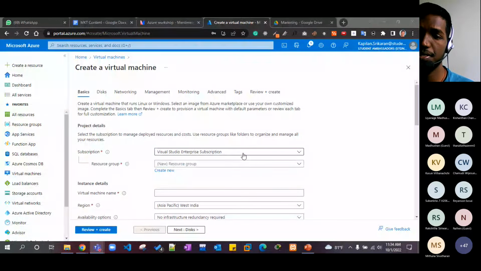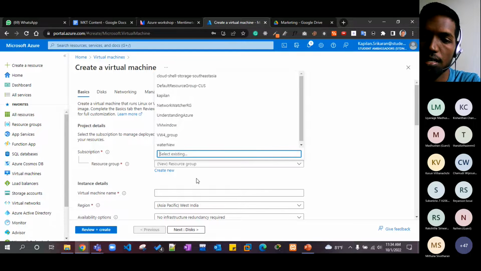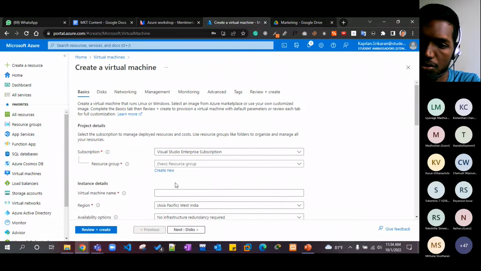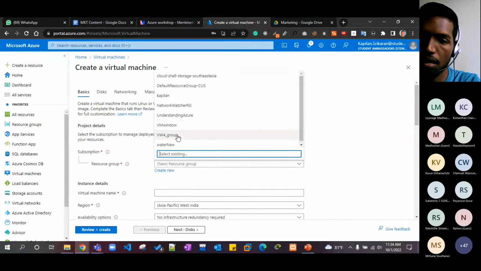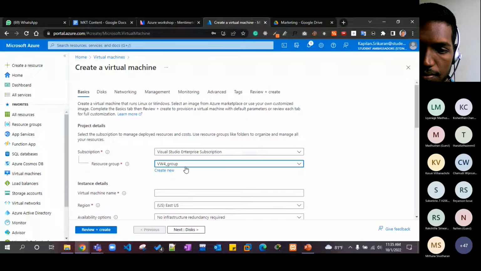And there is a subscription plan. I already have a subscription plan. At your level of account there might be a difference. In my case, I am using the MS domain, so that's how I am getting the subscription. No worry about that. You might get a different name. It doesn't matter, right? So we are creating the resource group. I already have a resource group, or if you don't have one, just create it. And I am using the virtual VW4 groups. I am using that one.